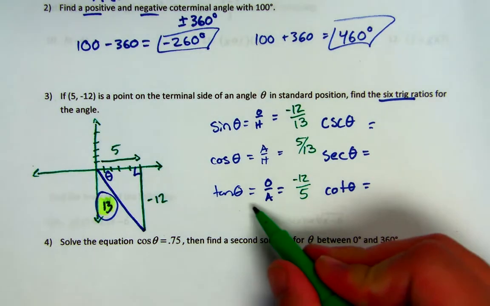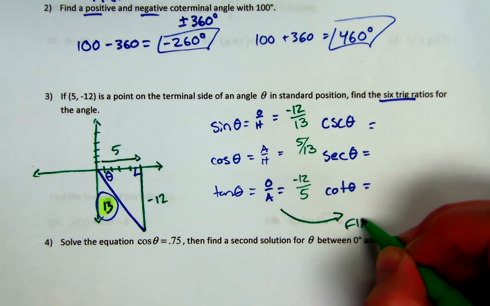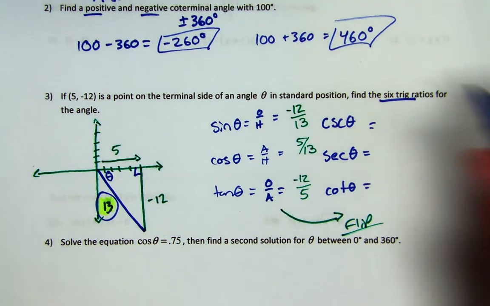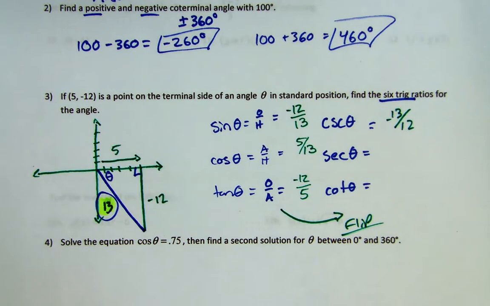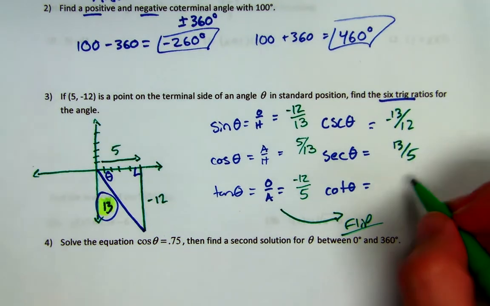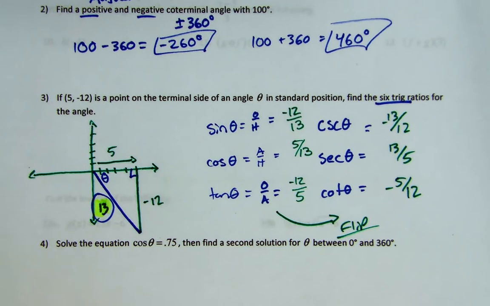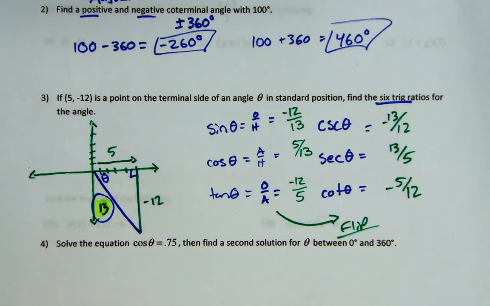Well, how do I get from these to those? The easiest way is just to flip. So we end up with 13 over 12, doesn't matter where the negative goes. 13 over 5, there's no negative. 5 over 12, doesn't matter where the negative goes. And those are your 6 trig ratios. We wanted the ratios, we don't want the angles, just the ratio.